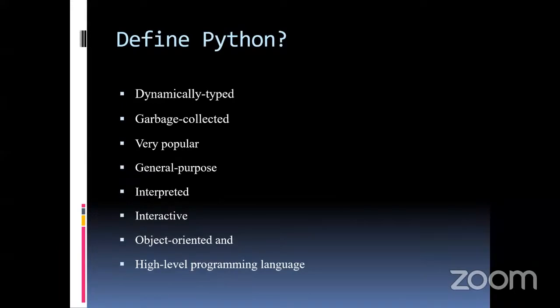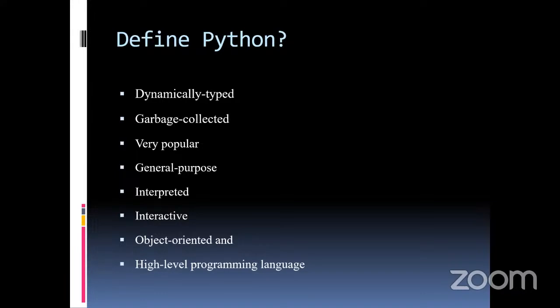Yes, the next is the definition of Python. How can we define Python? Altogether, if you read all the lines, you will get the definition of Python, but I'm not going to read all the lines together. I'm going to read line by line and explain each and everything. So the first thing is dynamically typed. What is dynamically typed?